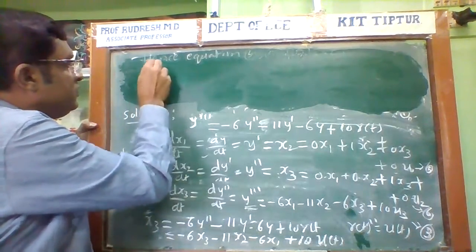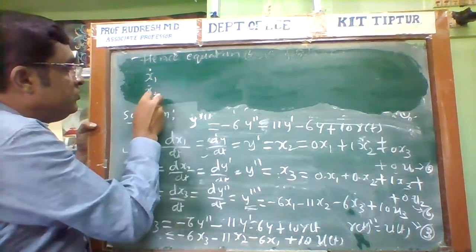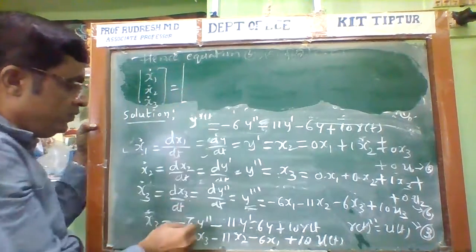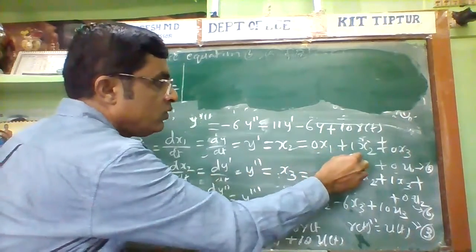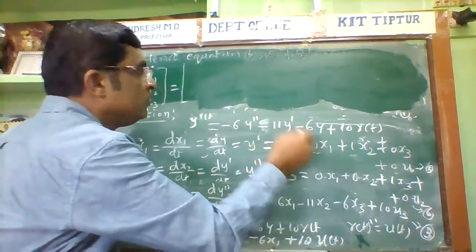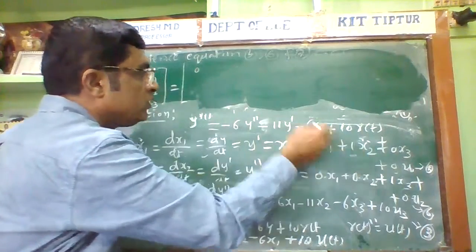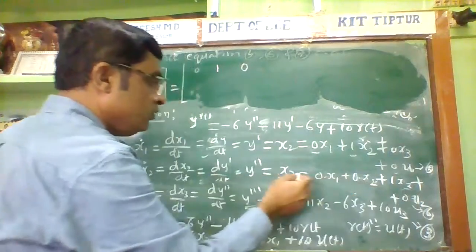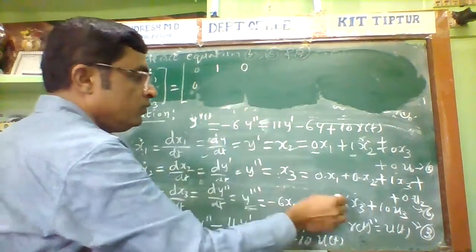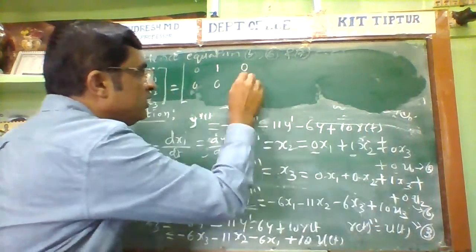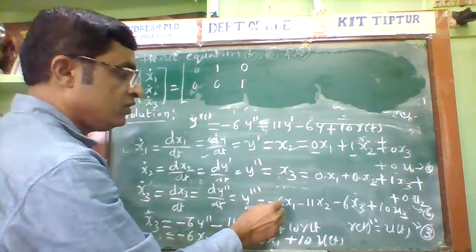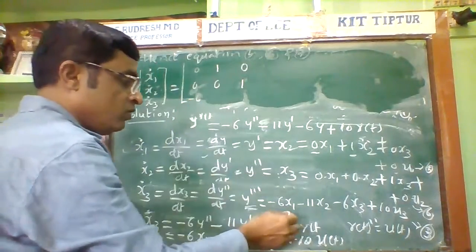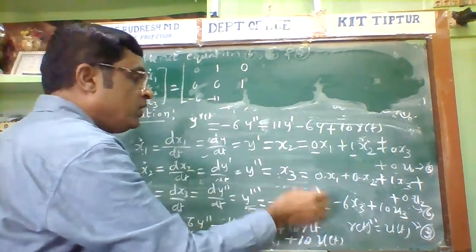Now this is the state equation: x1 dot, x2 dot, x3 dot is equal to, now what will be the matrix? These coefficients we need to write down: first equation 0, 1, 0. Then consider equation 6: 0, 0, 1. Similarly, consider equation 7: then write minus 6, minus 11, and minus 6.